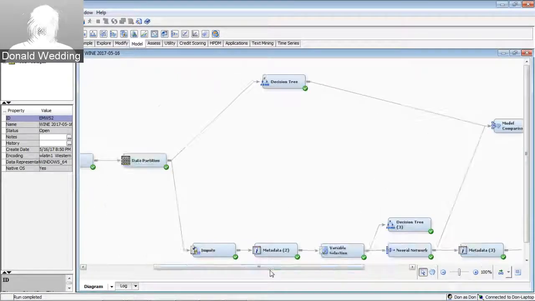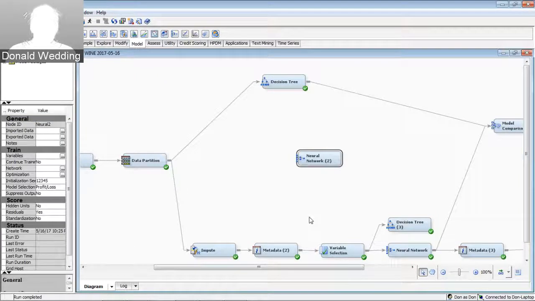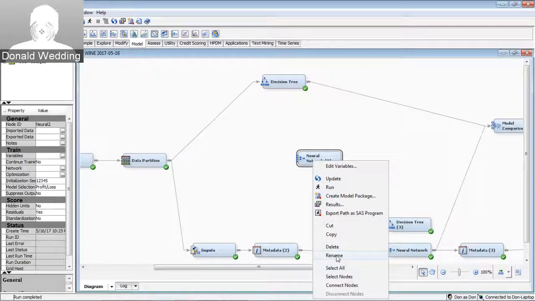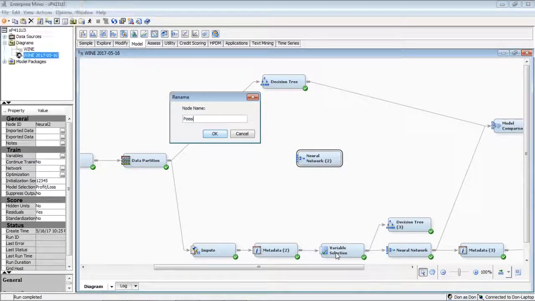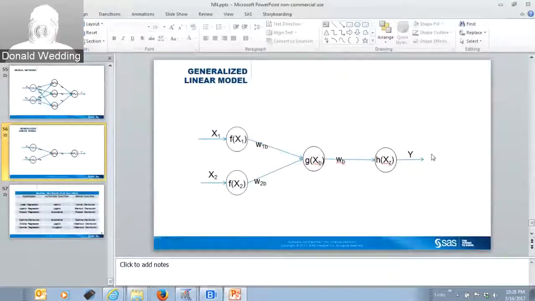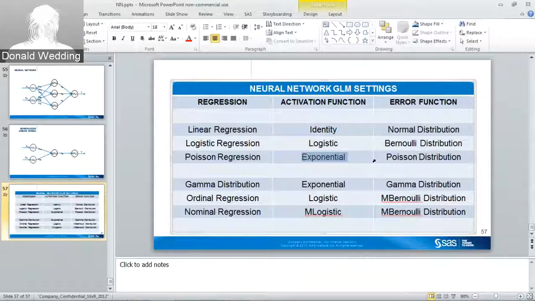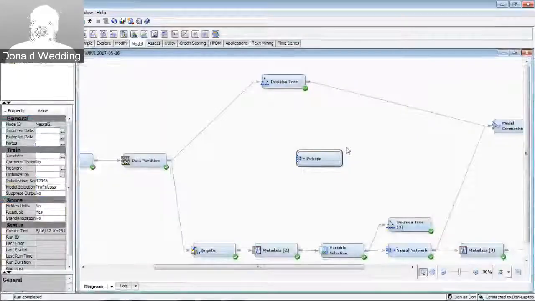Let's just for fun do a Poisson model, and we'll do it just the way I showed you earlier. Let's grab a model, our friend the neural network. Let's grab him, and we're going to rename him to Poisson. What are the settings for the Poisson model? I'll post this stuff later. The Poisson model has to be exponential and Poisson distribution. Okay, so let's take this guy.